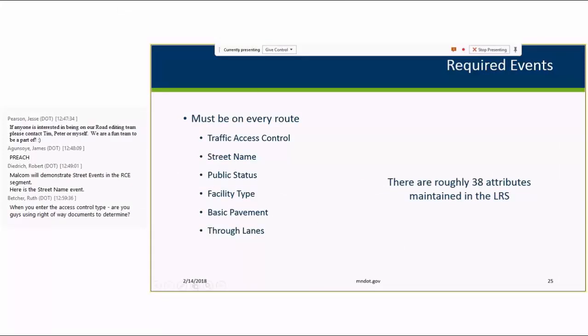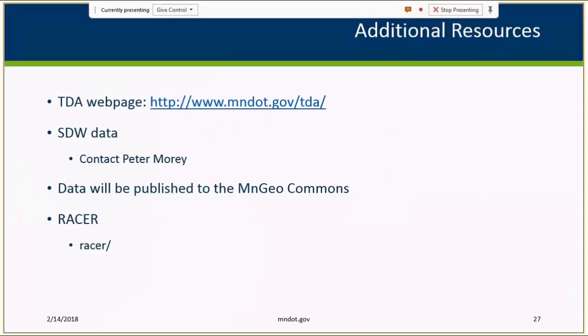So we do have a question. When you enter the access control type, are you using right-of-way documents to determine traffic density control? Are we using that? The answer to that question is no.